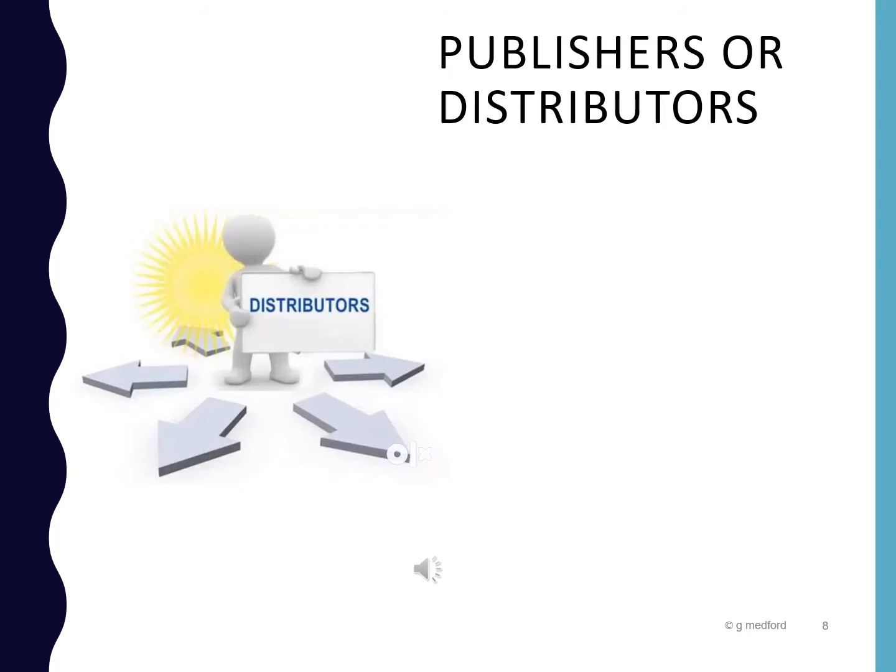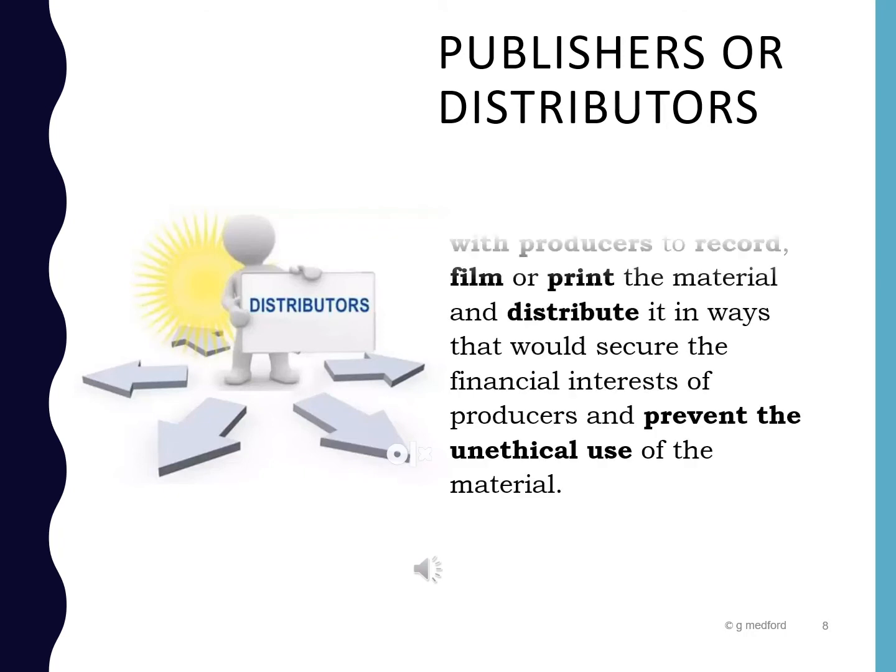Let's look now at publishers or distributors. What role does the publisher or distributor play in ensuring that intellectual property rights with regard to copyright are not breached? Publishers are those who enter into agreements with producers to record film or print material and distribute it in a way that would secure the financial interests of producers and prevent the unethical use of the material.